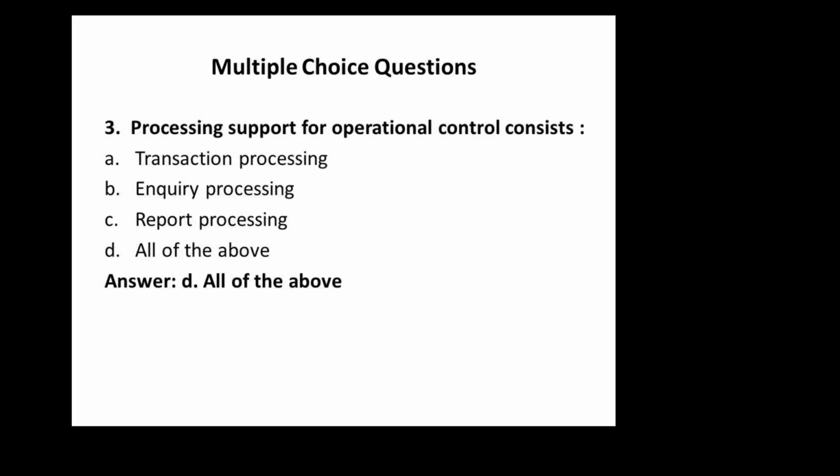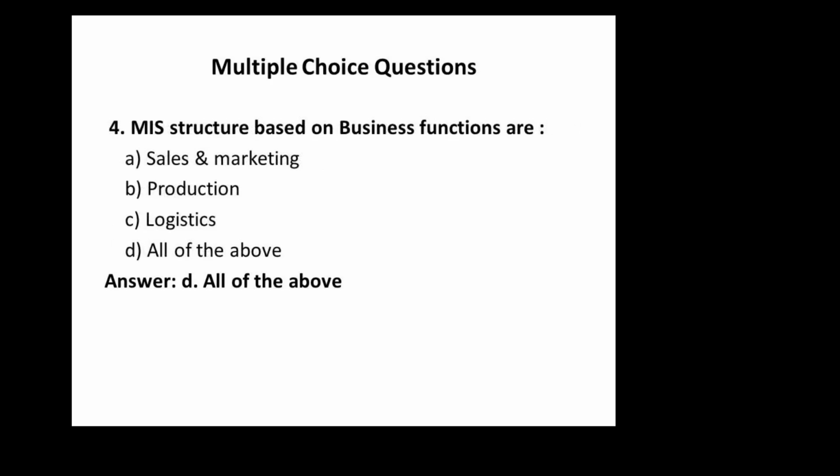Third question: processing support for operational controls consists of transaction processing, inquiry processing, report processing, and all these three options are correct. So the answer is all of the above. MIS structure based on the business functions are sales and marketing, production, logistics. Just now we discussed that based on the different business functions, sales, marketing, production, logistics, and HR, and so on. So these first three options are available, and all of the above is the answer.